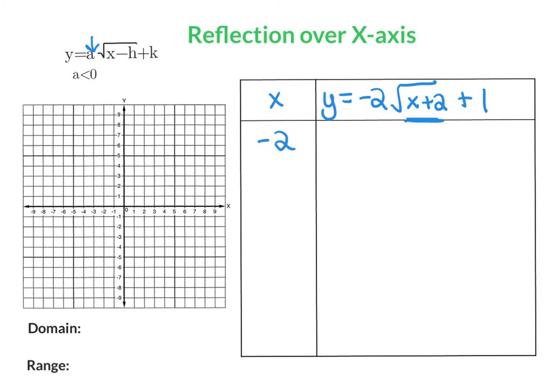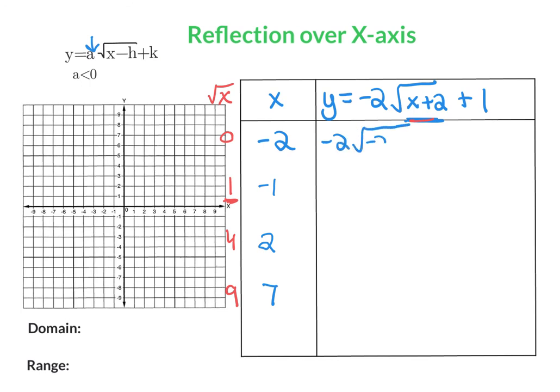-2. Let's think about those parent function points once again. 0, 1, 4, and 9. So how do I get 1 under my square root? I would get 1 if I plug in a -1, -1 plus 2. How would I get 4? Well, 2 plus 2 is 4. And how do I get 9? 7 plus 2 is 9. All right, let's plug them in.